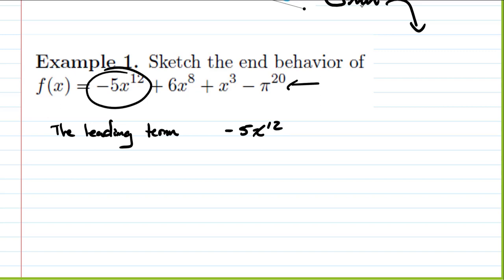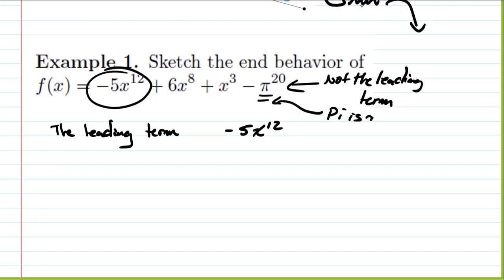So note, this is not the leading term, even though it has an exponent of 20. Why is that the case? Well, when we're talking about the degree of a monomial, we're always talking about the exponent on a variable. Pi is not a variable. And the degree of a constant is always 1.